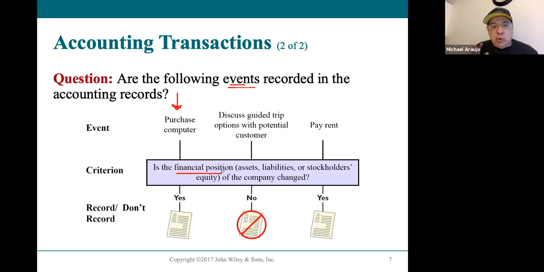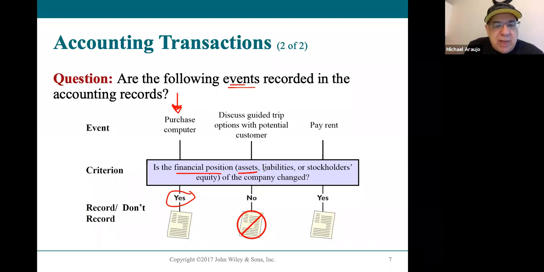So again, 2 accounts are affected by every single transaction, okay? Purchasing computer equipment would require us to do accounting because we know that is an event that changed the financial condition of the company, okay? Again, if we bought the computer with cash, 2 different asset accounts were affected: more equipment, but less cash.